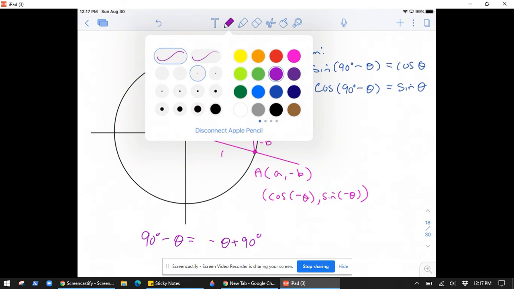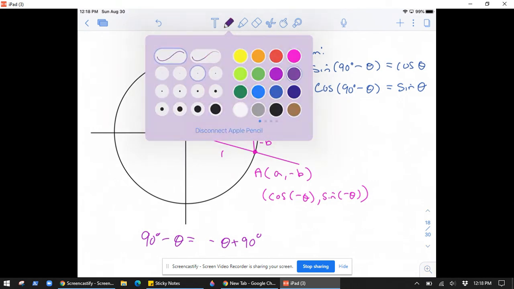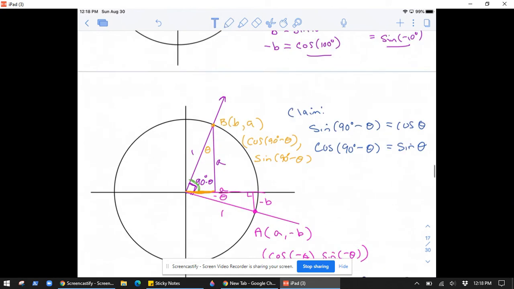So now let's just equate them and see what we get. So, the last thing is that point B here can be named as B comma A, which is also cosine of 90 minus theta as the x-coordinate, and the y-coordinate is sine of 90 minus theta. All right, so now we note that there are two names for A, right? A is known as both the cosine of negative theta, and it's also known as the sine of 90 minus theta. But cosine of negative theta is the same as the cosine of theta by this identity up here.